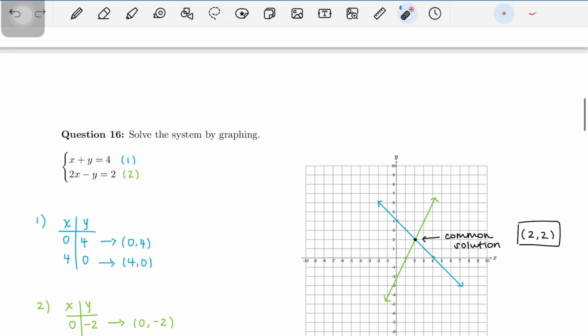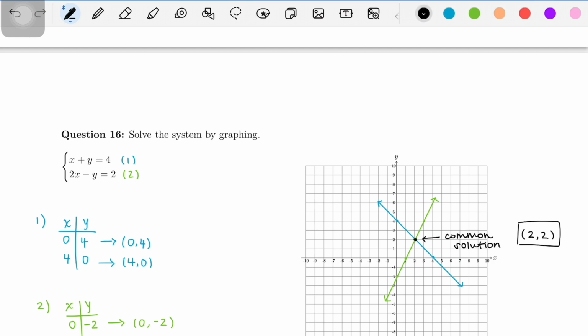Now there are two things to note here. If we were to graph two equations and we end up having the case where we have two parallel lines, so the two lines are never going to intersect, in that case we would have no solution. So I'm going to do a quick sketch of that. If we have two lines that look like this, that is going to be the case where we have no solutions, and the system is going to be called inconsistent.